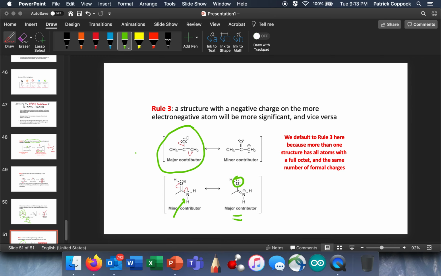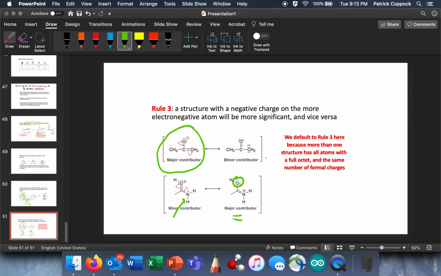We'll have some examples we'll practice with. All right, and those are the only 3 rules that we're going to have to consider when we're looking at the quality of resonance structures for now. We do have some more coming up in the future.